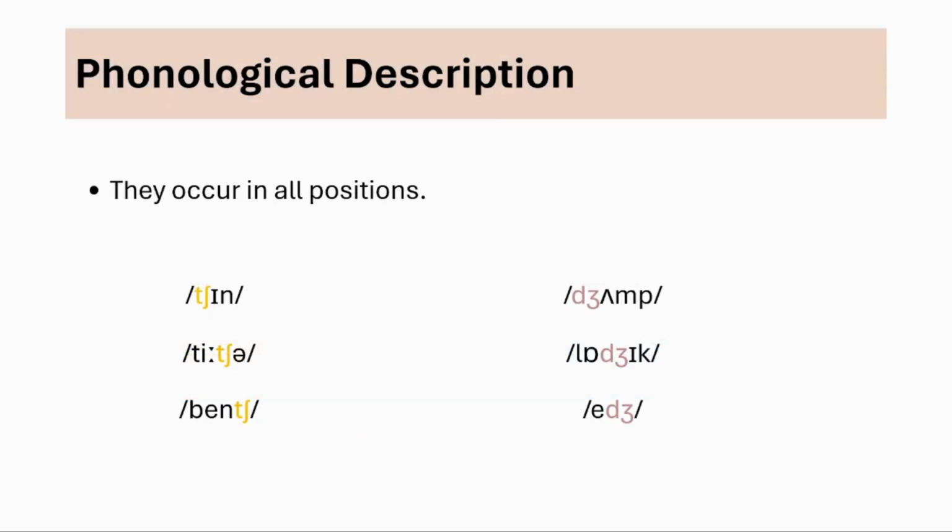From the phonological point of view, we can say that affricate sounds can occur in all positions, in initial position, mid position, and final position. I'm sharing some examples of each. For the voiceless postalveolar affricate: chin, teacher, and bench. And for the voiced postalveolar affricate, we have jump, logic, edge.